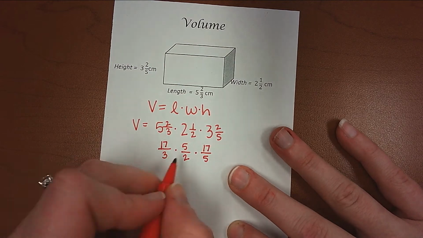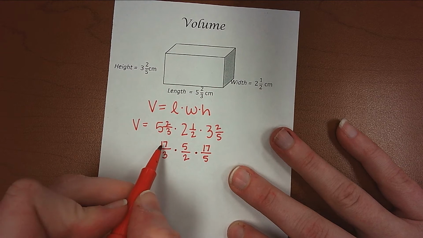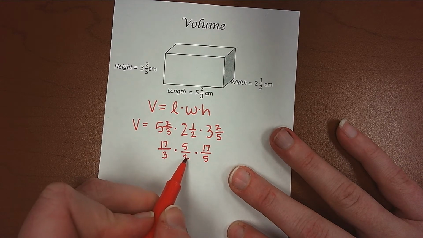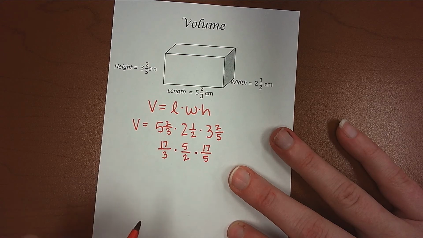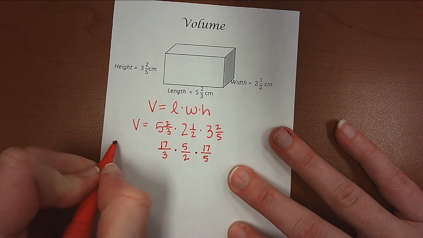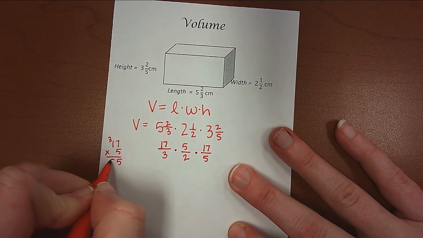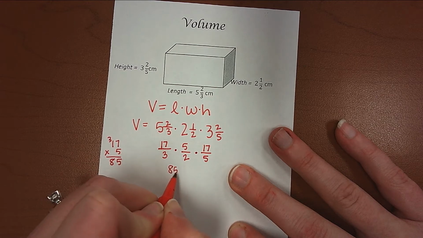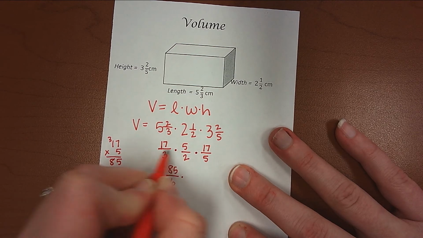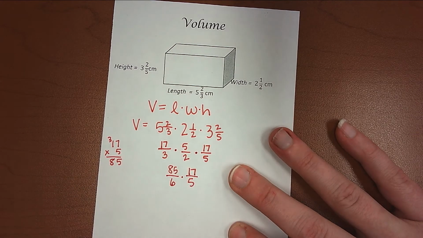Now I'm going to look at multiplying from left to right. So I'm going to start here with 17/3 times 5/2. There's nothing that I can cross reduce here. So I'm going to multiply 17 times 5, which you may have to do out to the side, and that's okay. When I do that, I get 85, and 3 times 2 is 6. So I've got 85/6, and then I'm going to multiply that by 17/5.